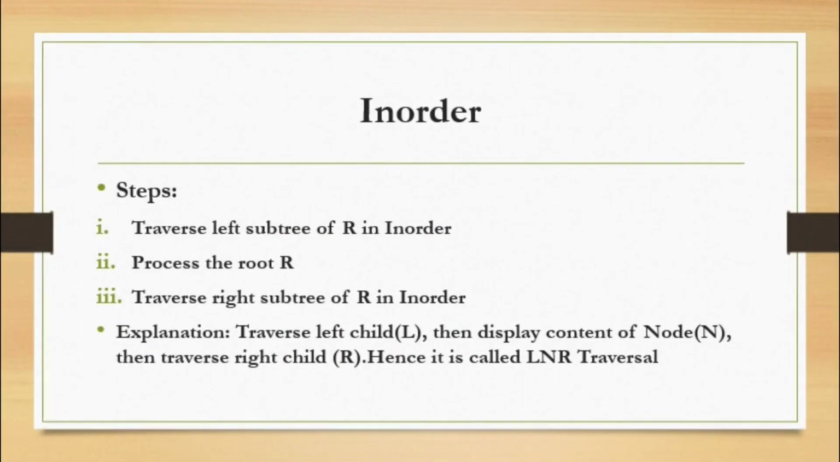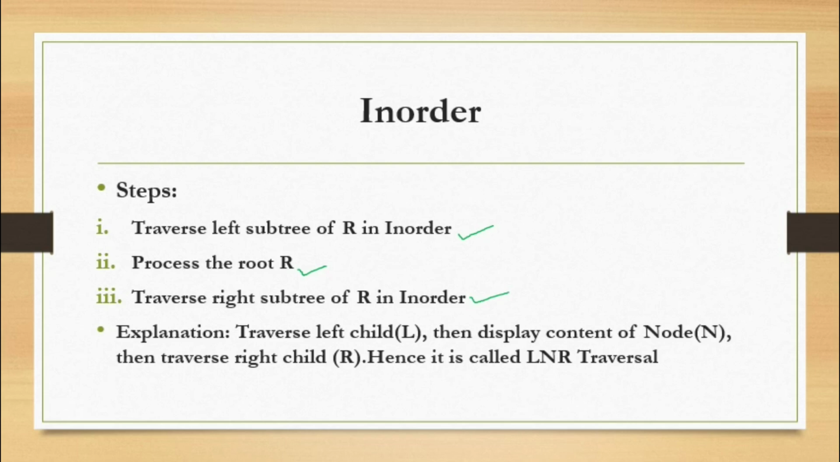So what are the steps? For in-order, we need to traverse the left subtree of R in order. Then we need to process the root R, then we need to traverse the right subtree of R in order. So what do these steps mean?